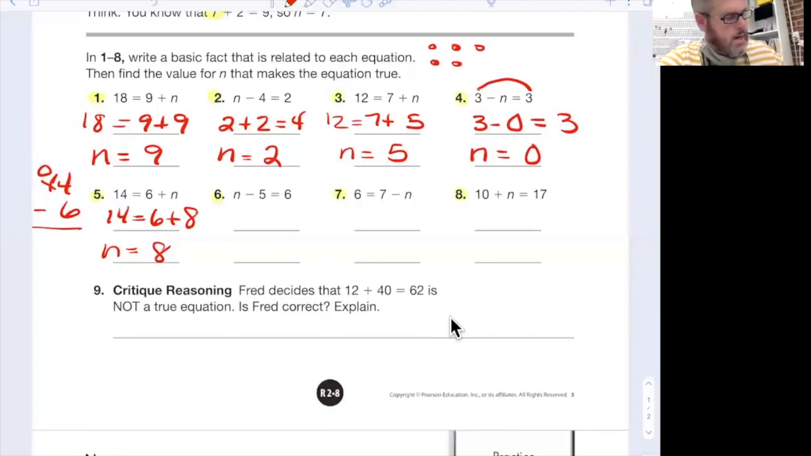Number 6, n minus 5 equals 6. Well, I could change that equal sign to a minus, and then let's see. So if I could do that, I did 6 minus 5 equals 1. Does that work? If I put a 1 in the n, will that work? 1 minus 5? That doesn't work. My thinking didn't work there. I would have to erase and start over. What did I do wrong?